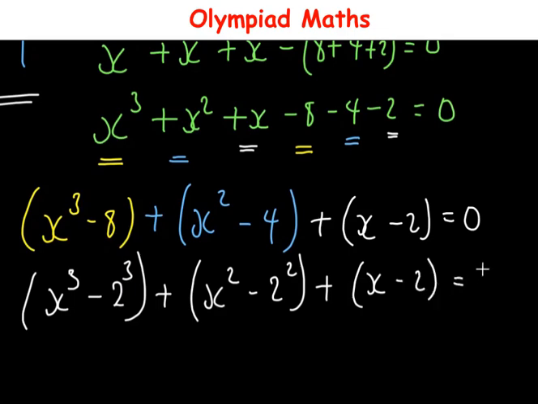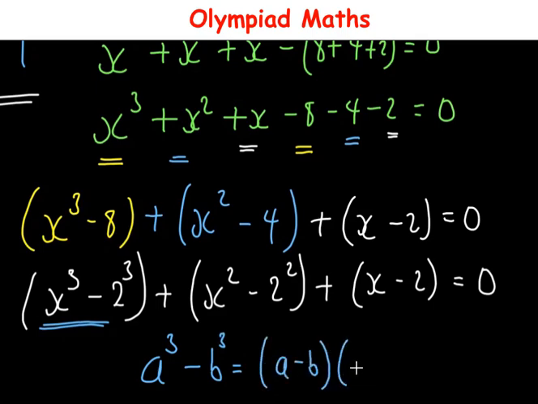This equals 0. Now at this junction, we have a difference of two cubes. If you have a raised to power 3 minus b raised to power 3, this equals, in brackets, a minus b multiplied by a squared plus ab plus b squared. So expanding with this format, what we have is this right here.